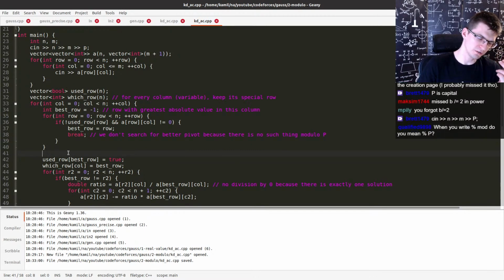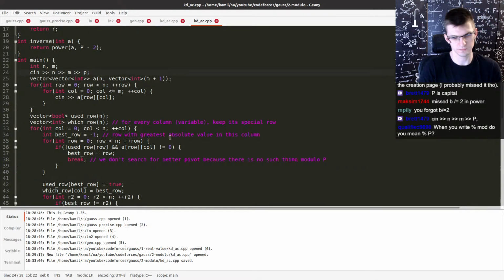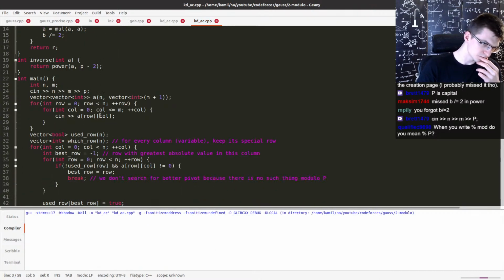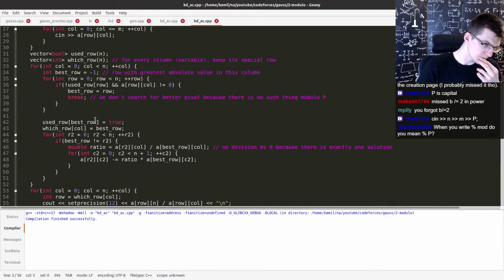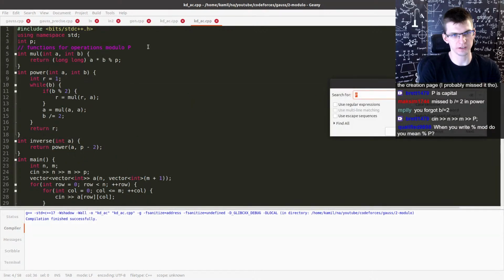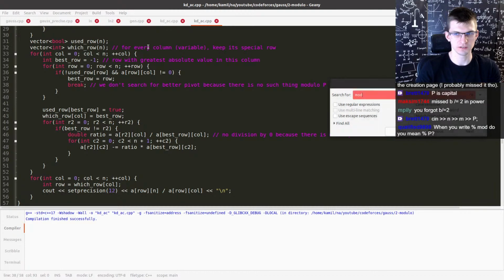If here best row is -1, it means that there's an infinite number of solutions, or maybe there are 0 solutions. Uppercase P. Do I want? Then maybe let's just adjust P and make it lowercase. So yeah, if I ever wrote mod, I meant P.